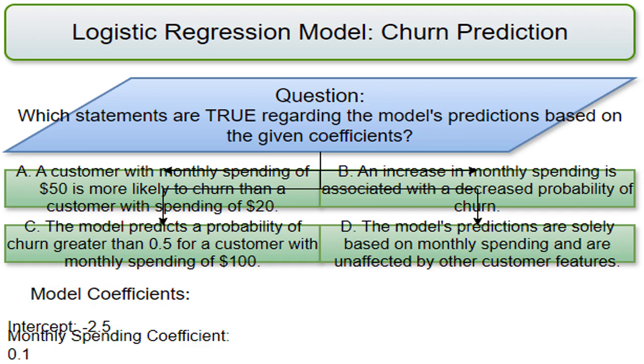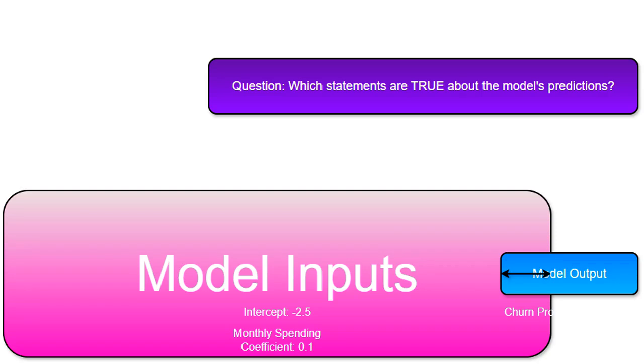Logistic regression, which predicts the probability of an event, churn in this case, based on input features. This is a very common machine learning model. This model is designed to predict customer churn. This is the intercept term in the logistic regression equation. I think of it as the baseline probability of churn when monthly spending is 0. It's a constant value that shifts the entire prediction curve up or down.